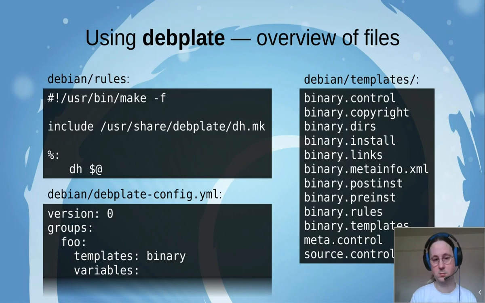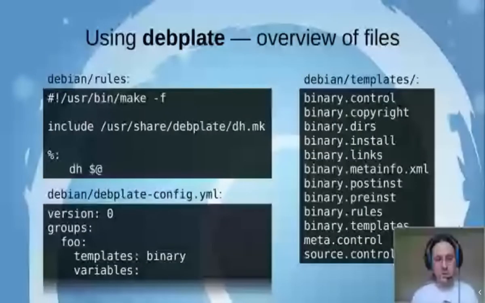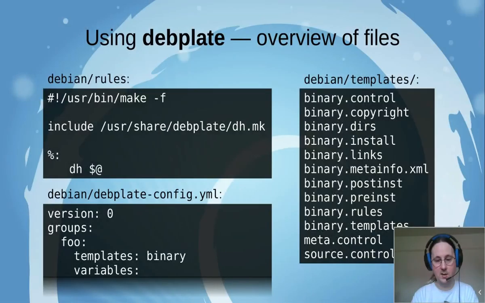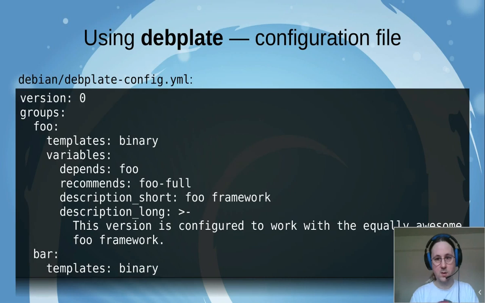Then you have the configuration file, debian/debplate/config.yaml. As you can see, that's a YAML file, and that would have all the variable definitions in it, and it would specify groups of templates to be expanded. The templates themselves would then exist, currently, in the subdirectory debian/templates. So this is a larger part of a configuration file for debplate.